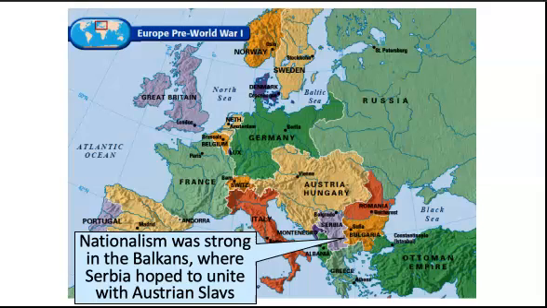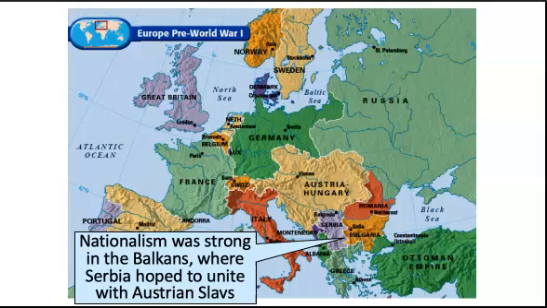Serbia, for example, had a large Slavic population. It hoped to absorb all the Slavs on the Balkan Peninsula. Russia, itself a mostly Slavic nation, supported Serbian nationalism. However, Serbia's powerful northern neighbor, Austria-Hungary, opposed such an effort. Austria feared that efforts to create a Slavic state would stir rebellion among its Slavic population.